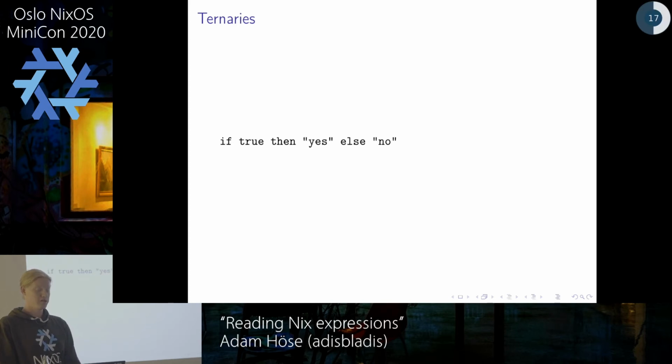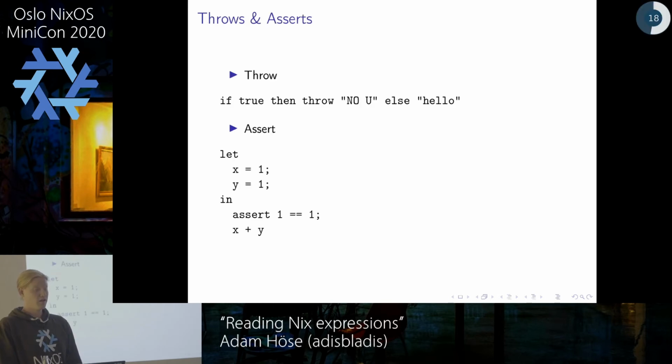We also have ternaries that look like this. If true, then yes, else no. We have throws and asserts. And because Nix is a functional lazy language, these throws may look a little bit strange to some people, but it's because, so if true, then throw, we always have to put things in ternaries because we don't have if statements like a lot of other languages do. We have assert, where we can assert things which will blow up in your face.